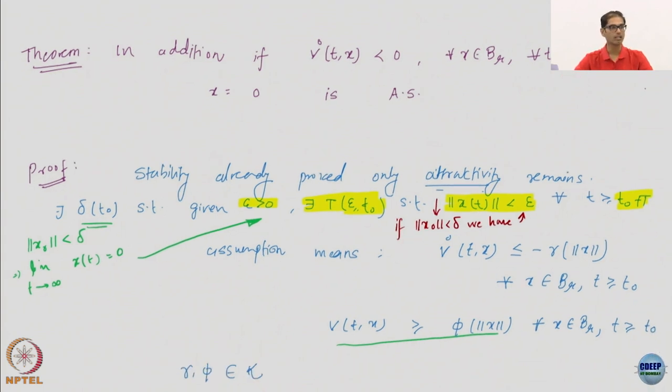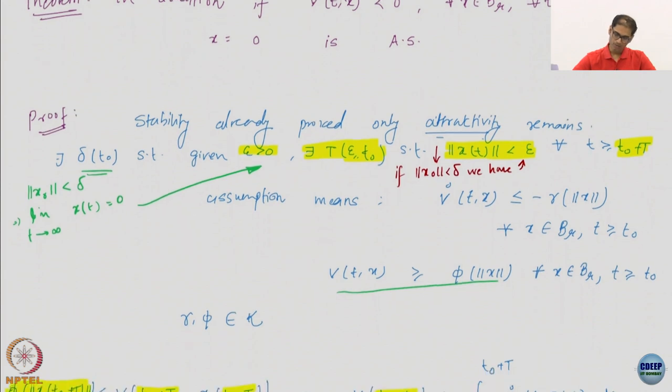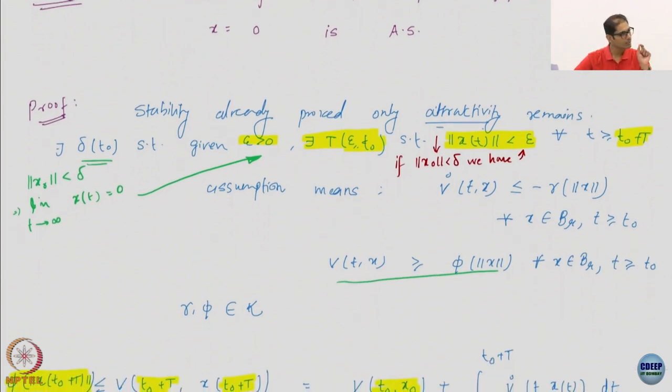So once you know stability and attractivity, we know that we can make all the other definitions also. Okay, excellent. All right. So if that is clear, remember I am only interested in proving attractivity. Now I am going to state attractivity in a slightly funny way.